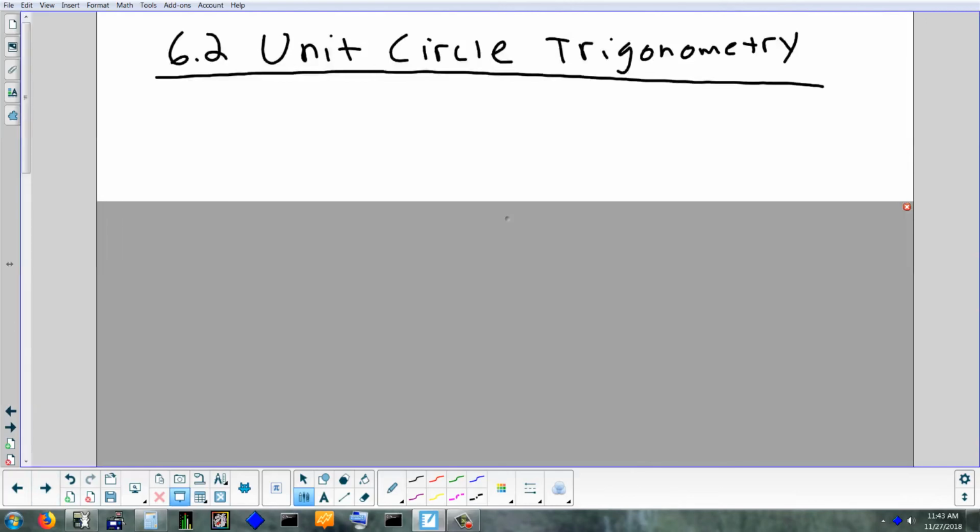We'll look at a couple things here, but I'm not going to try to finish 6.2 today. But this is our last section for the week, so we might be able to actually finish it all tomorrow. I don't know. We'll see.